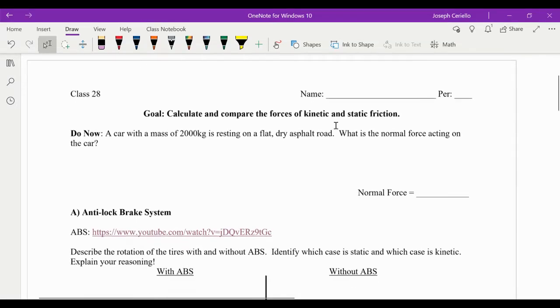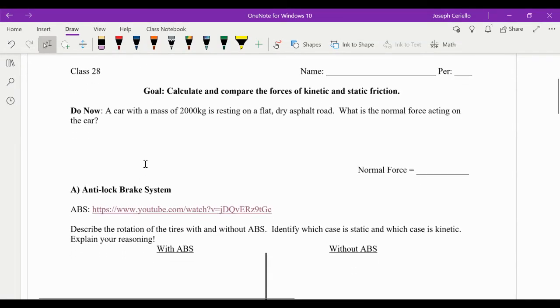Everyone looking at class number 28, our goal is to calculate and compare the forces of kinetic and static friction. So in our do now, it's just like a review of finding the normal force. We have a car sitting on a flat surface. I'll do the whole free body diagram method for this one.